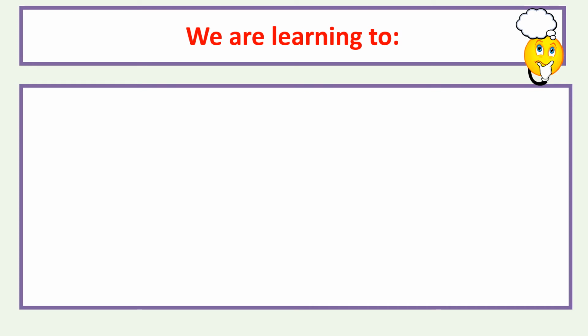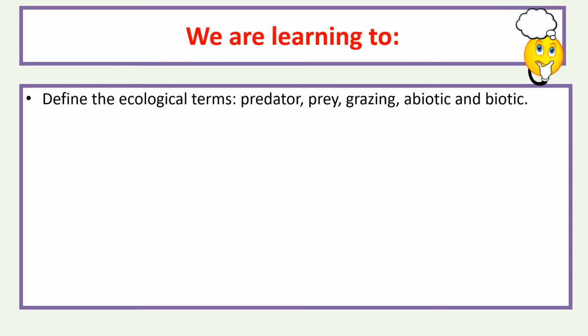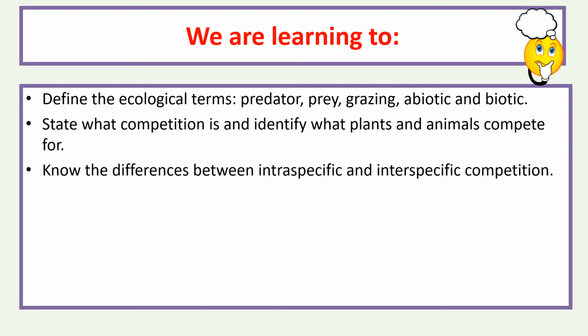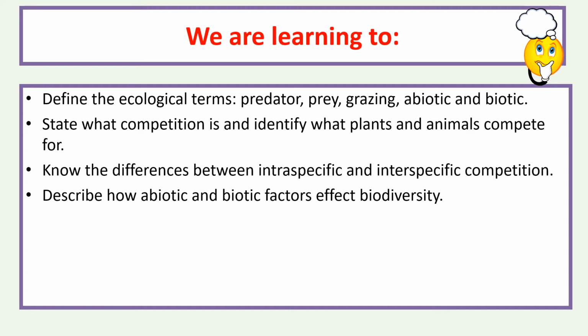Today we're going to be learning about biotic factors and sampling. Our learning intention is to define the ecological terms predator, prey, grazing, abiotic and biotic. State what competition is and identify what plants and animals compete for. Know the difference between intra-specific competition and interspecific competition. Describe how abiotic and biotic factors affect biodiversity.